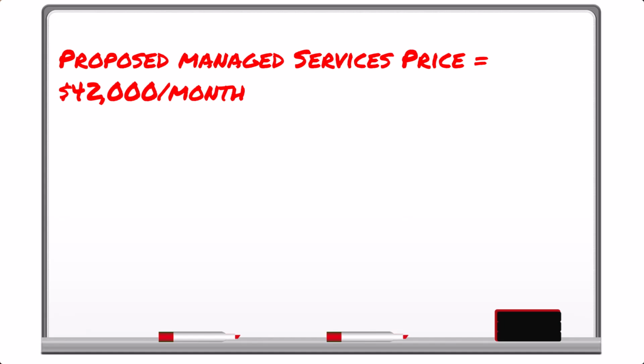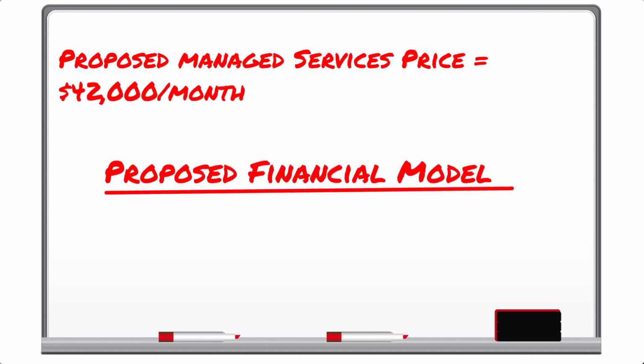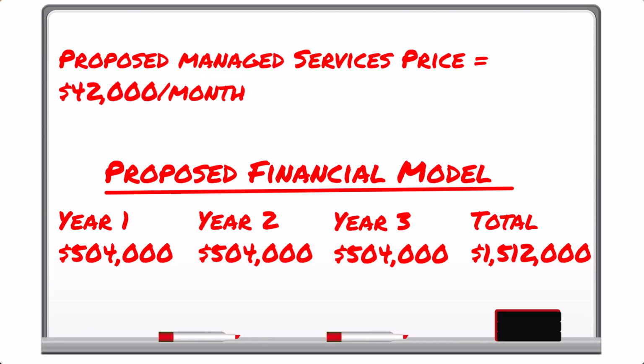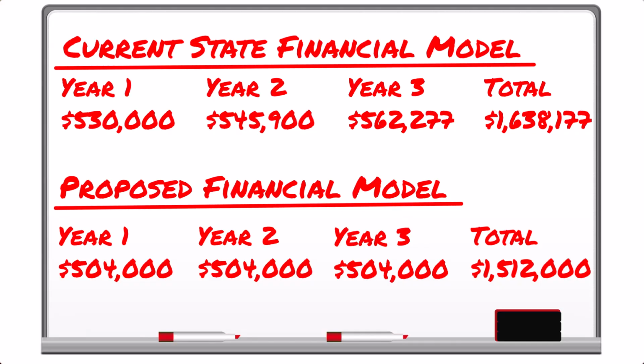We'll assume that our monthly managed services price is $42,000 and it's fixed for 36 months. So each year is $504,000, year 1, year 2, and year 3. And that totals $1,512,000. Bingo! Now we can compare our current state financial model against our proposed financial model and see the differences by year and in total. And that's what your CFOs and CEOs need to see.